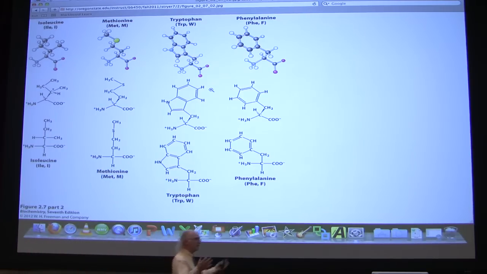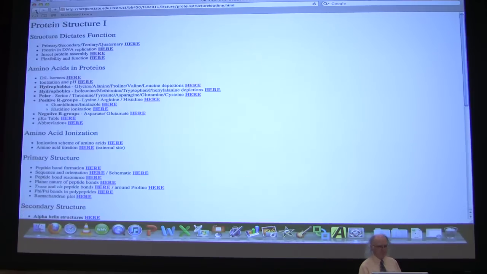Now, the hydrophobic nature of the side chains of these amino acids has very important implications for the location of amino acids in proteins. I'll talk about that later when I talk about tertiary structure, but I want you to keep that in mind. Okay? The chemical nature of the R group will determine a lot about where these things are found in proteins.